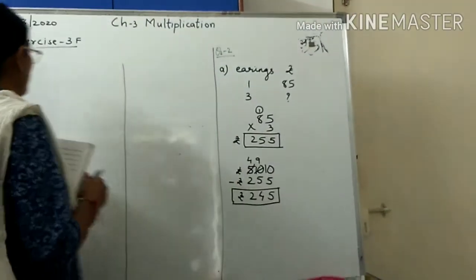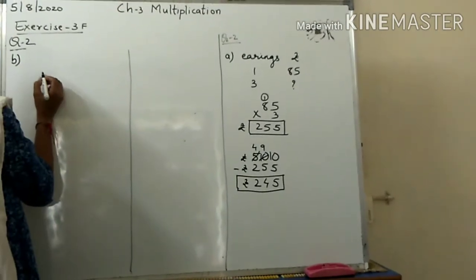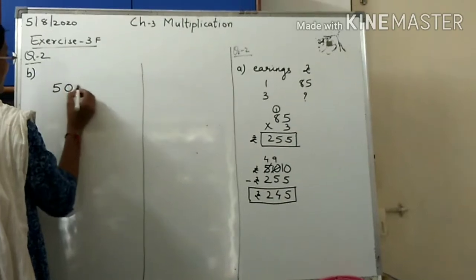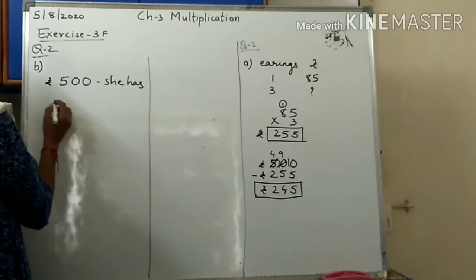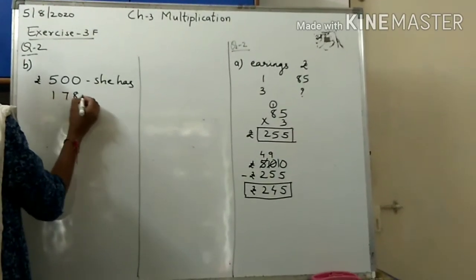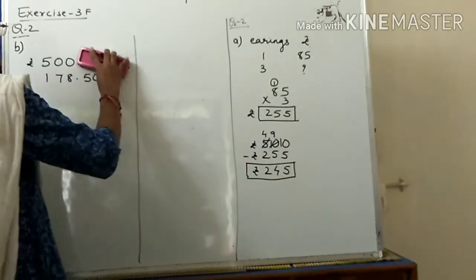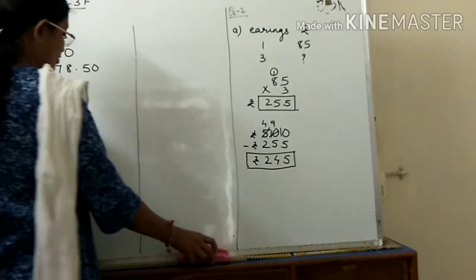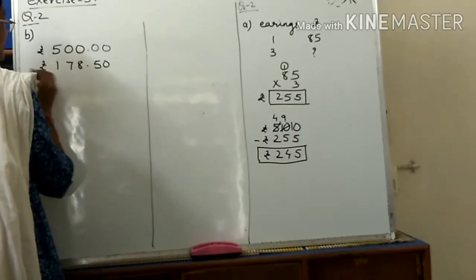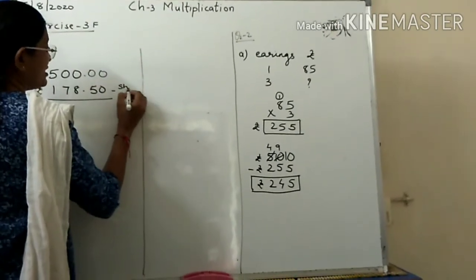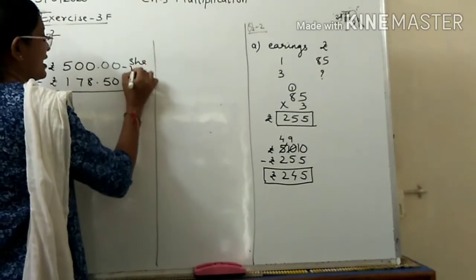Okay, so what you have to do, first you should know, that is number B. She is having rupees 500, right? So 500 rupees Sheetal has. Now 178.50. See here we have not written it, so again we have to take care of such things while writing. If you have to subtract paisa, whenever you are doing money, always write like this. Subtract this because she spent, so you have to minus.